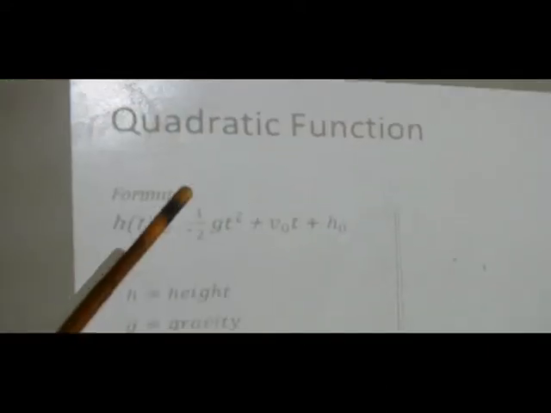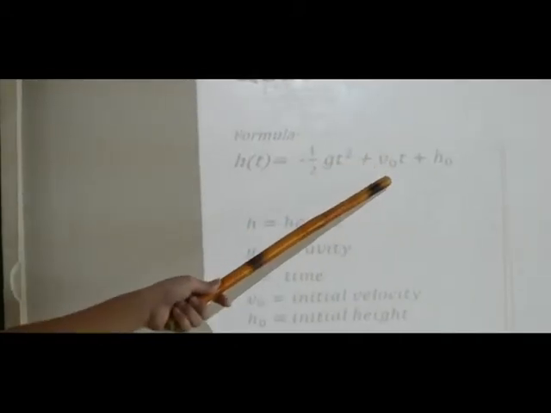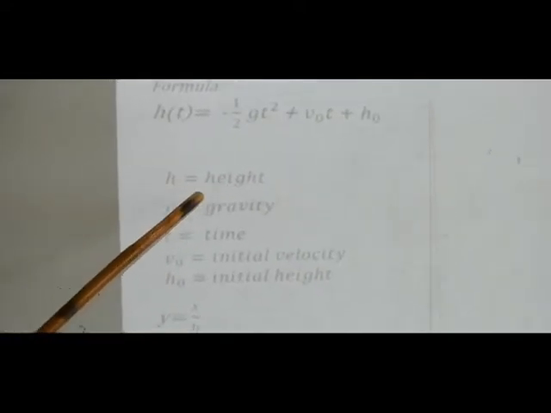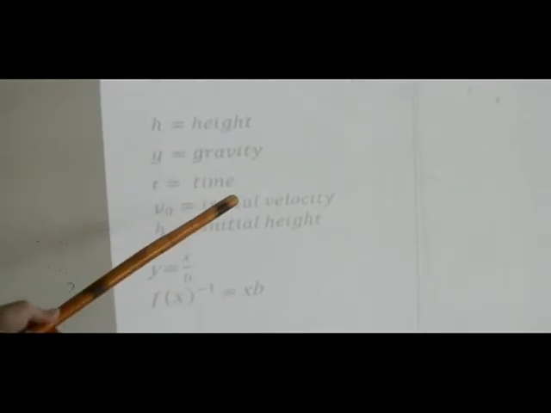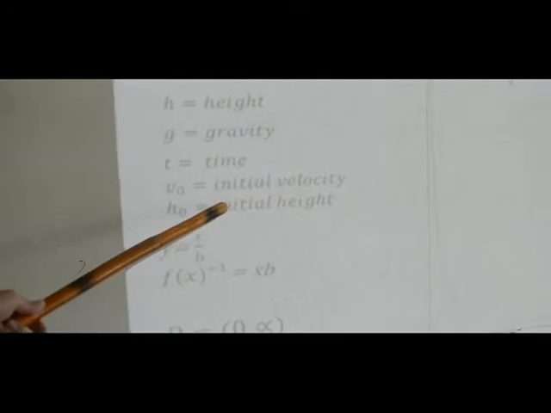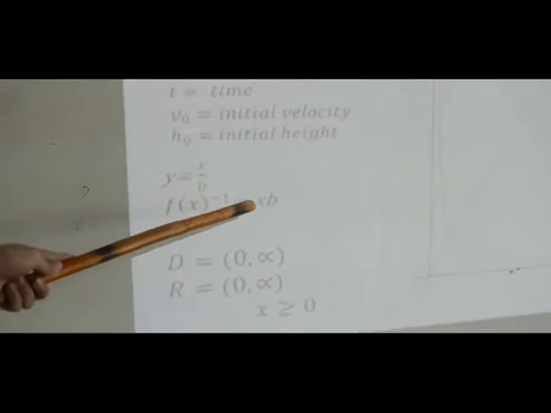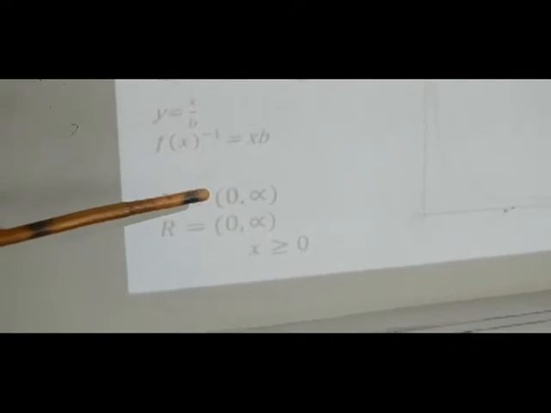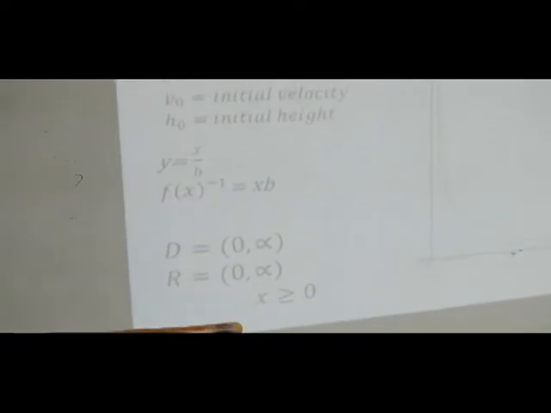So yun pala yun. Paano pre yung quadratic function? Quadratic function, we have h of t is equal to negative 1/2 gt squared plus initial velocity times t plus initial height. For h, we have height, g is equal to gravity, t is equal to time, v0 is equal to initial velocity, and h0 is equal to initial height. For inverse function, we have f of x raised to negative 1 is equal to x over b. For our domain and range, we have 0 to positive infinity and vice versa, where x must always be greater than or equal to 0.